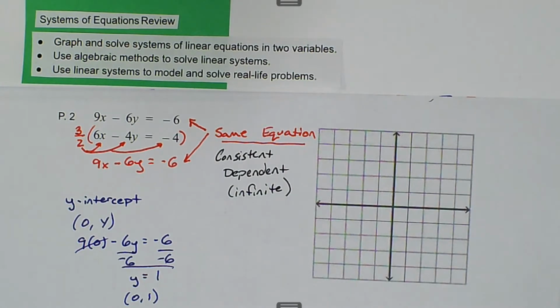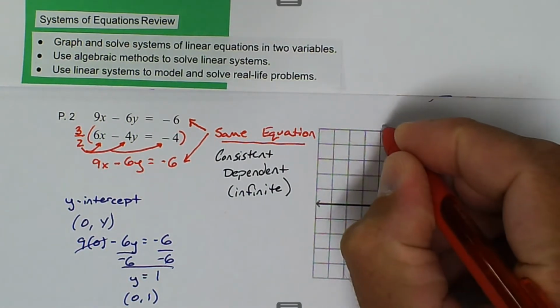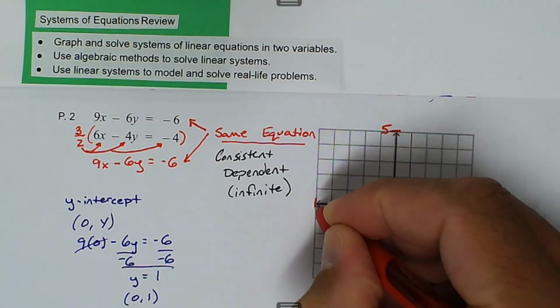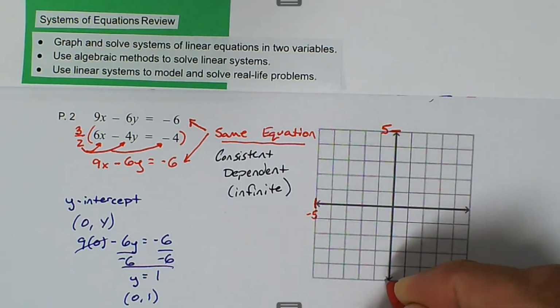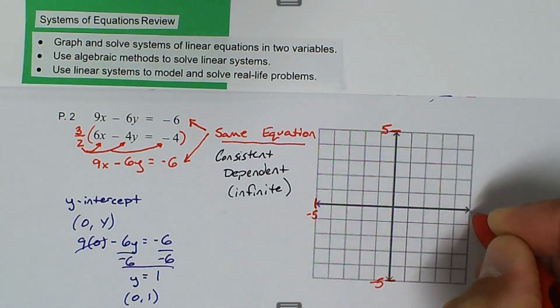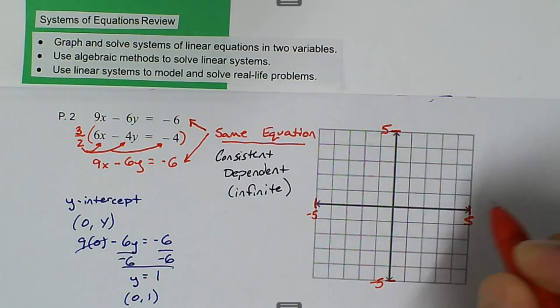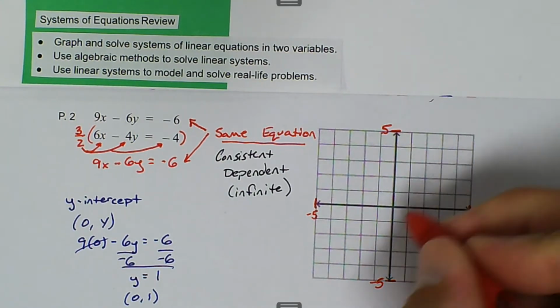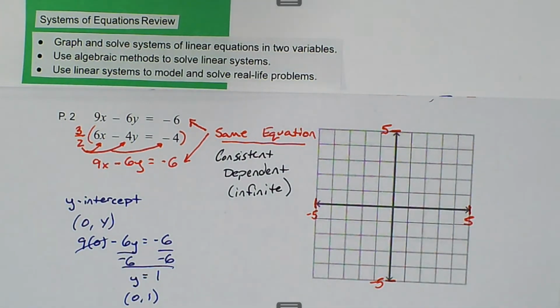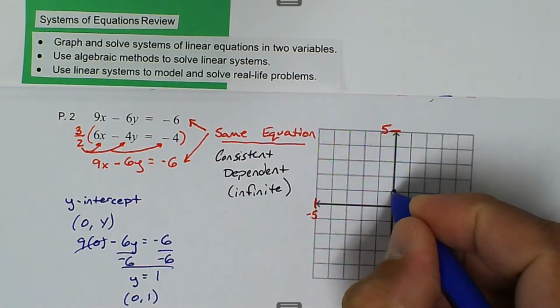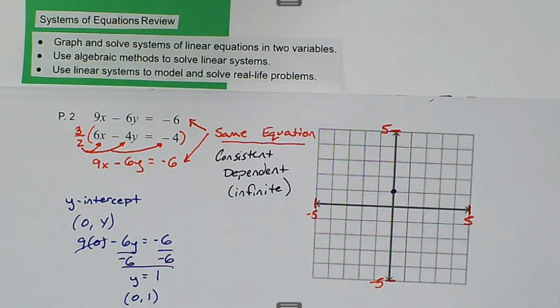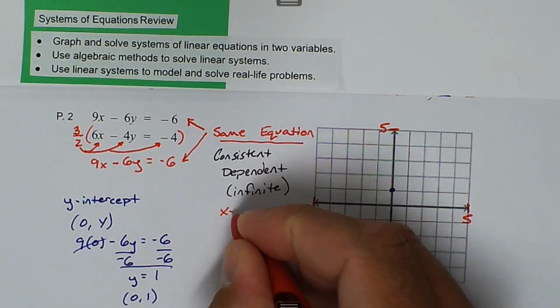So we get the ordered pair 0, 1. And I've got to make my grid or my scale. And 0, 1 is right here. So that's my y-intercept. And then I can calculate my x-intercept.